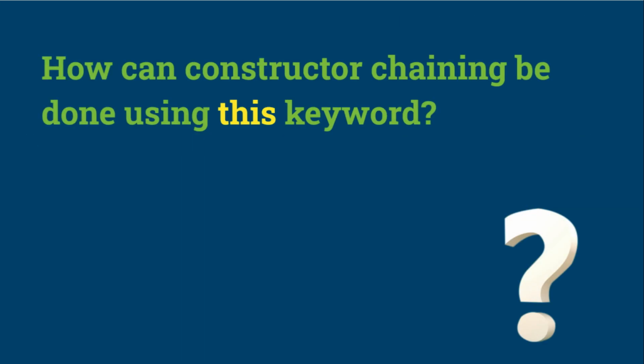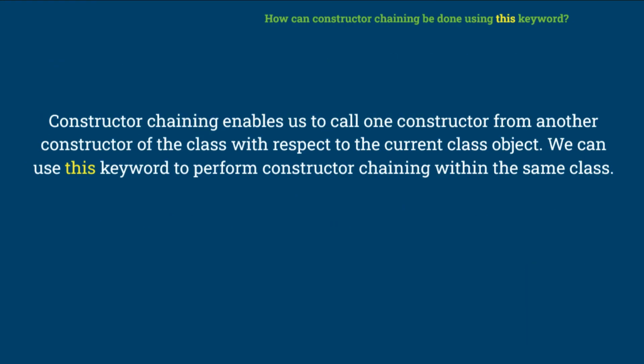Third question. How can constructor chaining be done using this keyword? Constructor chaining enables us to call one constructor from another constructor of the class with respect to the current class object. We can use this keyword to perform constructor chaining within the same class.